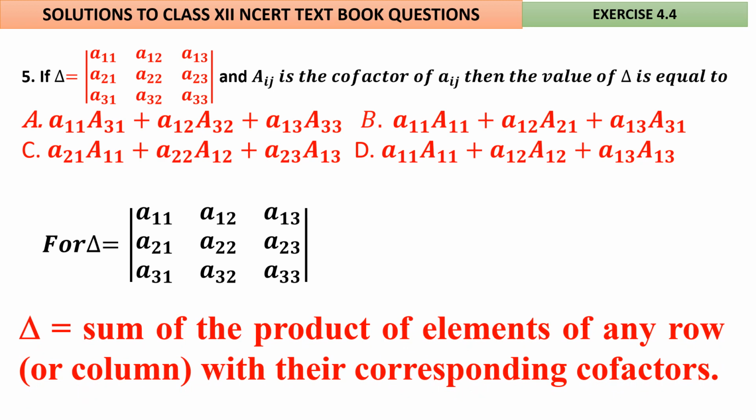Let us take subdivision A. It is A11 into A31, not allowed. Subdivision B, A11, A11, okay. But A12 into A21, not allowed. The third one, A21 into A11, not allowed. Fourth one, that is the subdivision D, A11 into A11, A12 multiplied with its cofactor, A13 multiplied by the cofactor. Therefore, the answer is subdivision D.